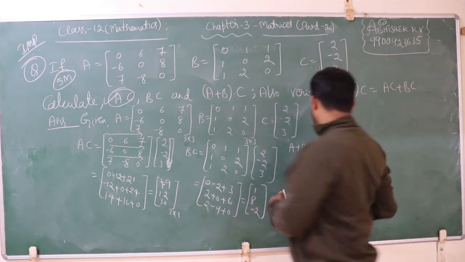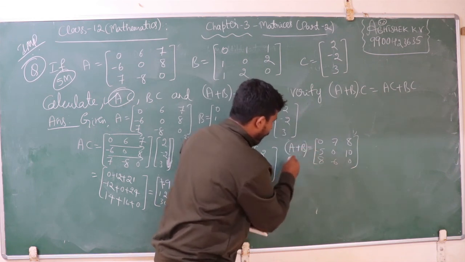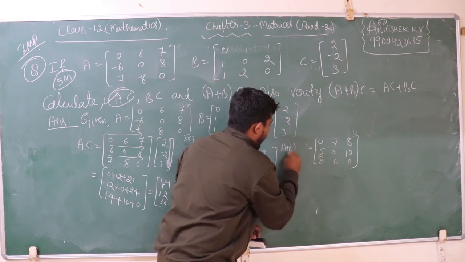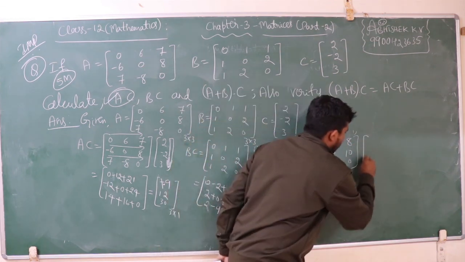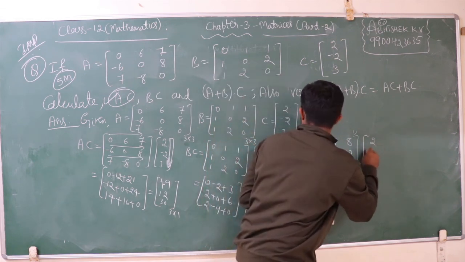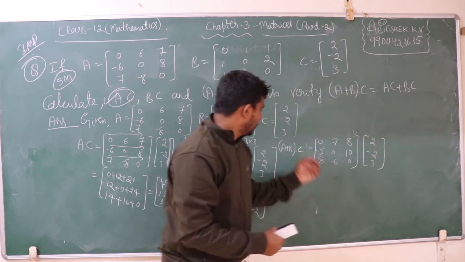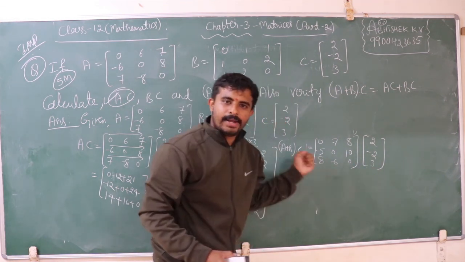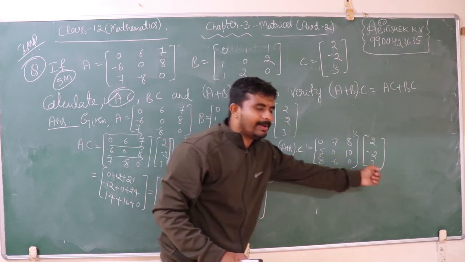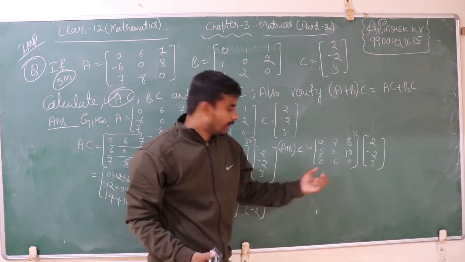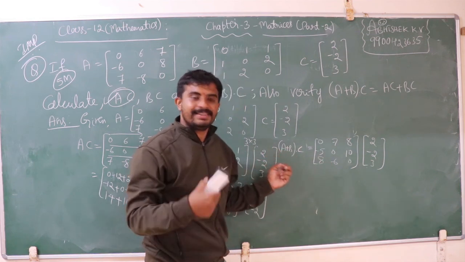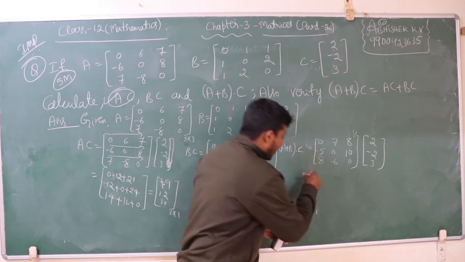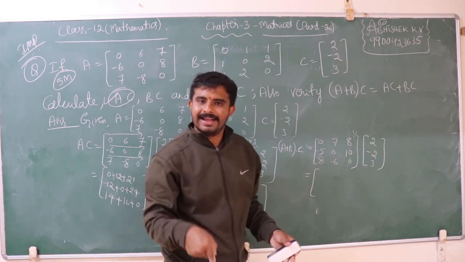But what we need to find is A plus B into C. Write it as A plus B into C. What is C? C is 2, minus 2, 3. Again, A plus B is of order 3 by 3 and C is of order 3 by 1. The number of columns in matrix A plus B is equal to the number of rows in matrix C, so we are eligible to multiply these two. Again, the resultant matrix is of order 3 by 1.